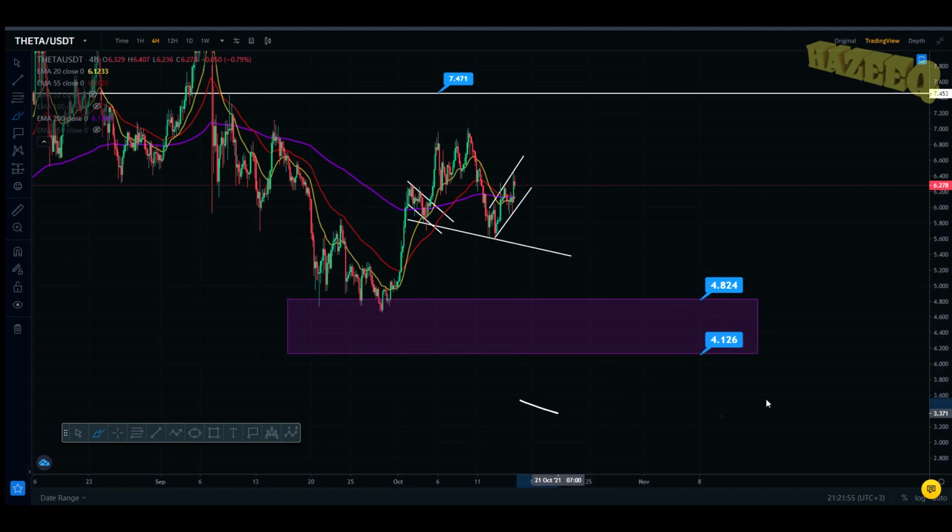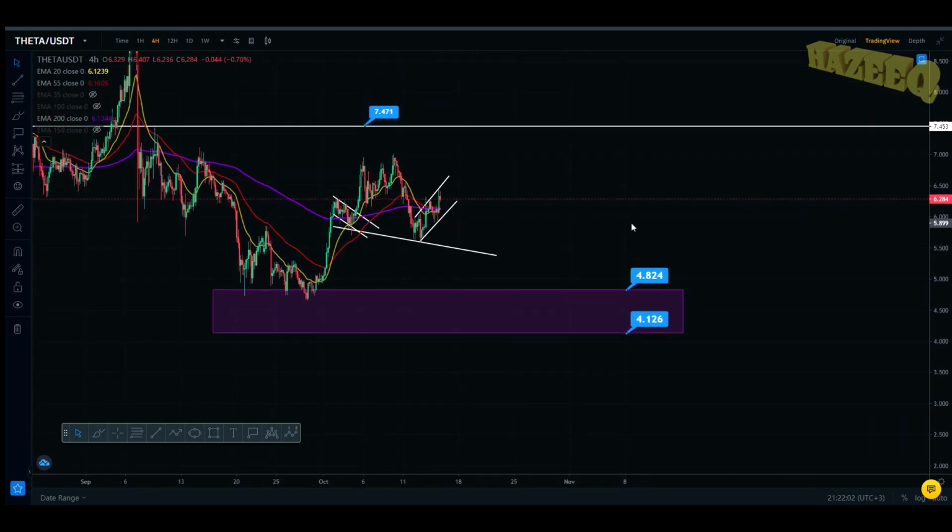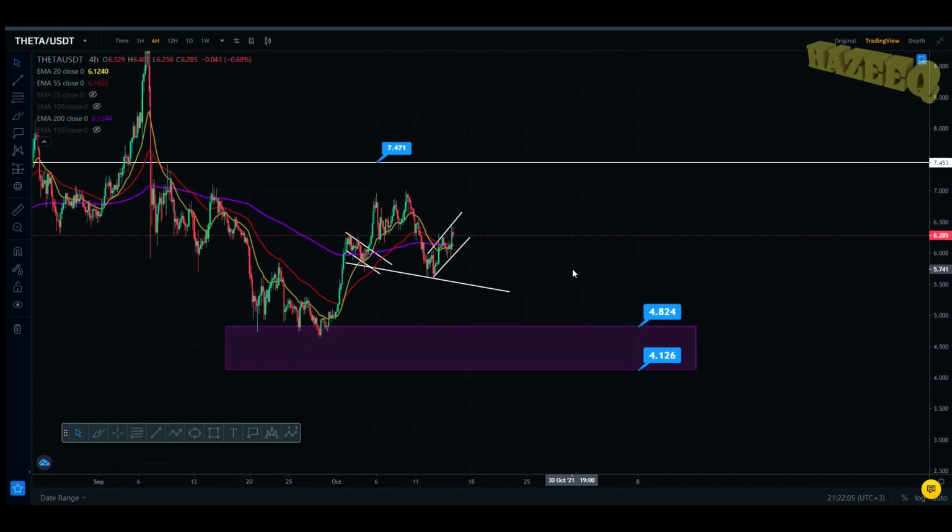That is your support area. Have some buy orders over here. So October 18th, we may have the pullback. We may start the euphoria run. Nobody knows what's going to happen, but something is going to happen, obviously.